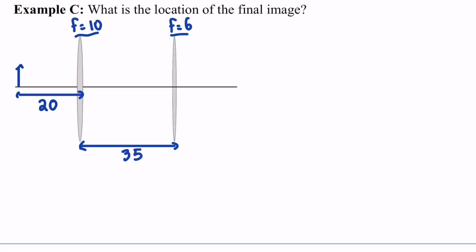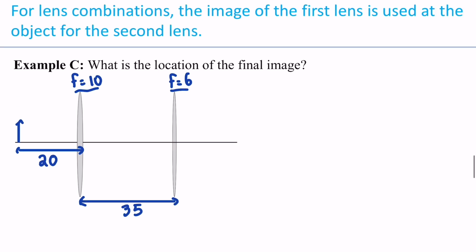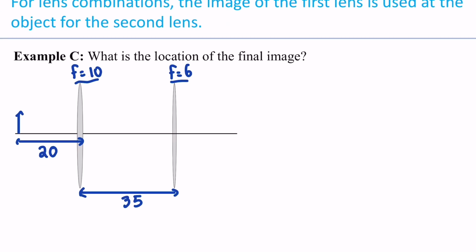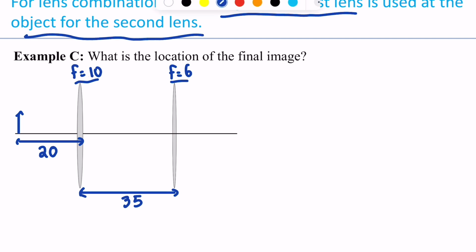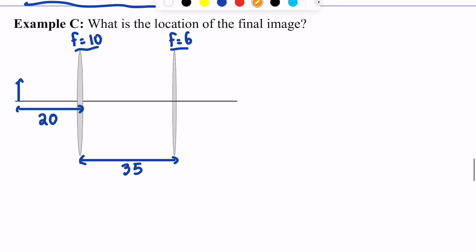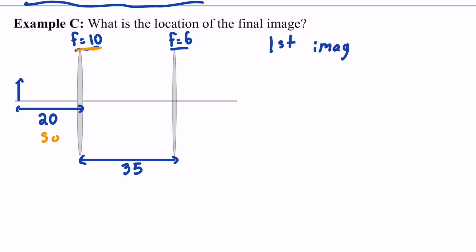The next question deals with the lens combination. In this case, where there's 2 lenses, the image of the first lens is going to be used as the object for the second lens. So this question gives 2 lenses. The first one has a focal length of 10, and the object is placed a distance of 20 from the first lens. So the first thing I want to do is find the image from the first lens, which will be later used as the object for the second lens.